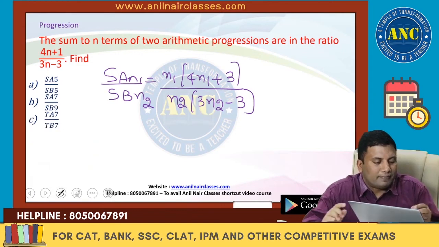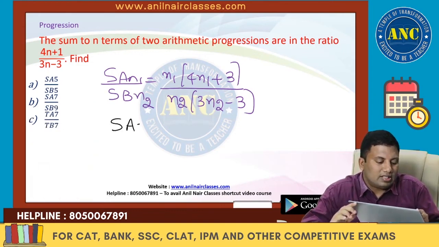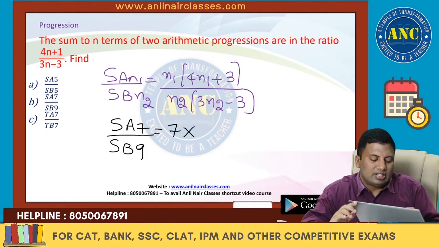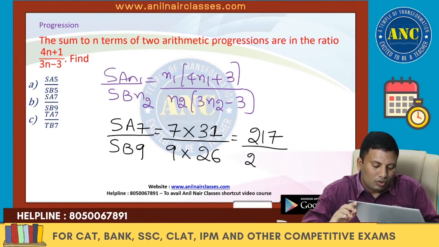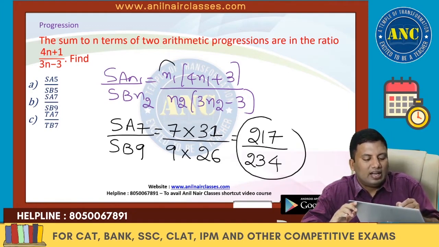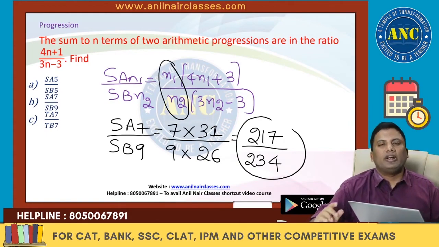Now see here, SA7 divided by SB9. In a single step you get the answer. 7 into (4 into 7 plus 3), 28 plus 3, 31. 9 into (27 minus 3), 26. The answer is 217 divided by 234, with 9 times 26 being 234. I hope the idea is clear. Why are we multiplying? I hope it is clear.